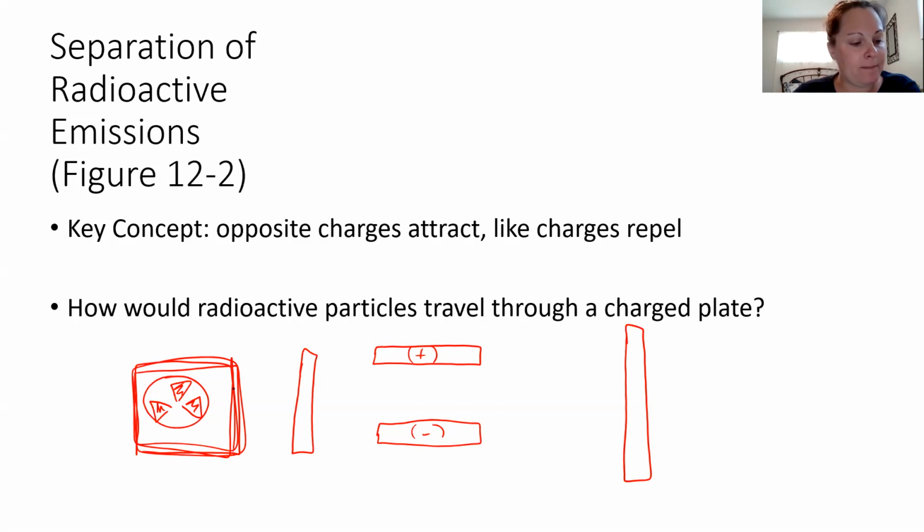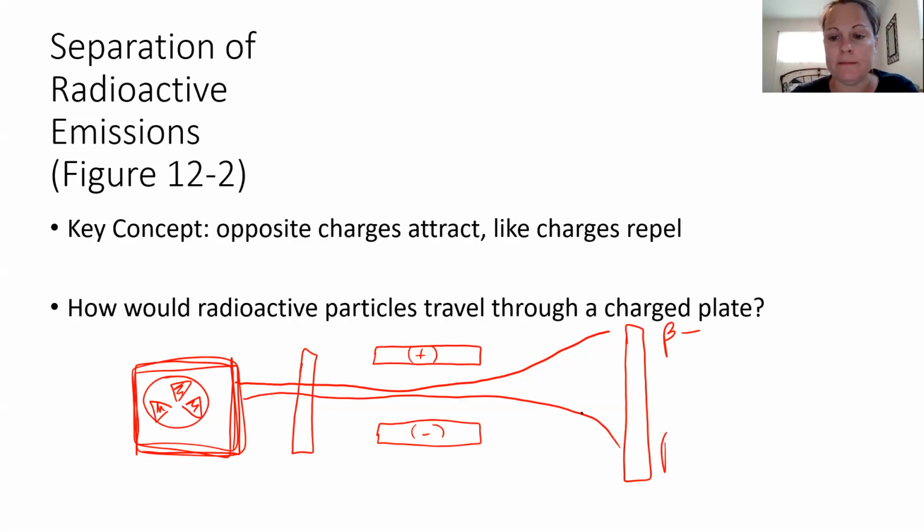So let's say I had a beta particle. Beta particles are negative. Negative would be attracted to positive, so I would expect a beta particle to travel up towards the positive plate. Positrons are positive. I would expect positive to travel towards the negative side. Alpha particles, also positive. I would expect them to travel towards a negative pole. Gamma rays are neutral. So they're just going to go straight through.